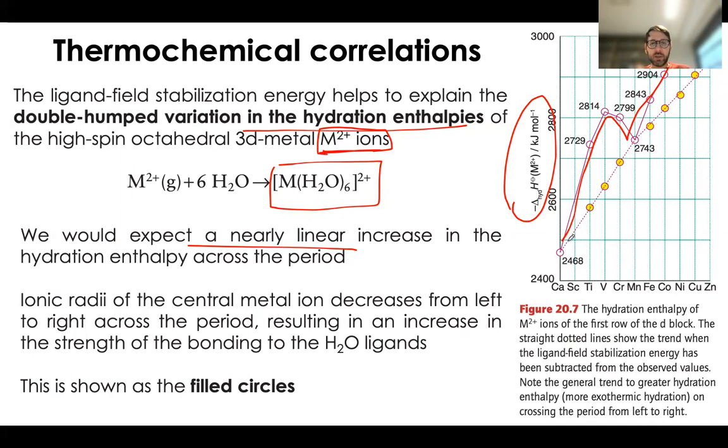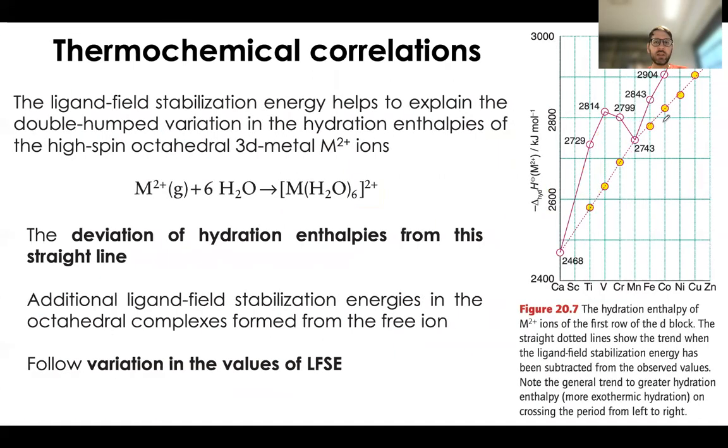This is what is predicted considering only the size, shown here by the yellow circles. However, in practice, we see this double-humped variation, and this deviation from the linear profile is due to the variations in the ligand field stabilization energies, in which at this point we have a zero ligand field stabilization energy because we have one electron in each one of the orbitals here, and then we match what would be predicted by only the variations in size.